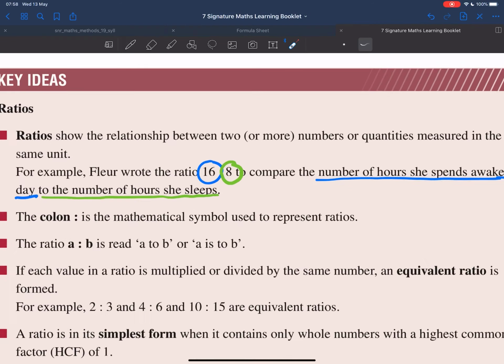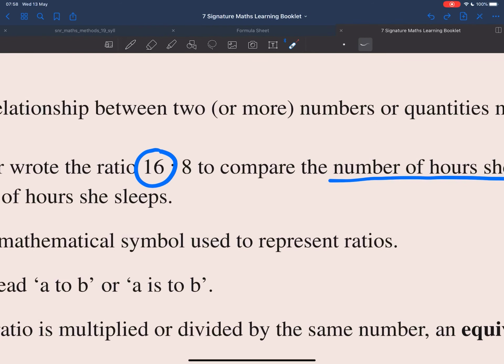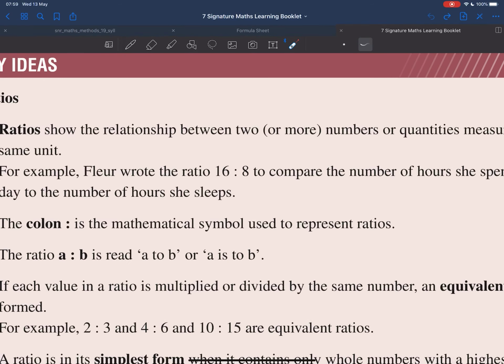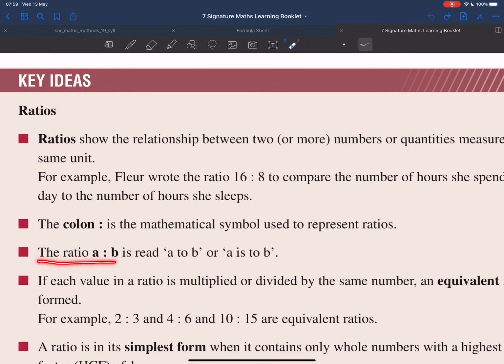All right, so let's just look at the little symbols here. This little symbol here is called a colon. And there's a couple of different ways you can say it. The ratio A colon B, this is how you read it: A to B, or A is to B. So this colon, you read it as either to or is to. It's up to you. I usually just say to.